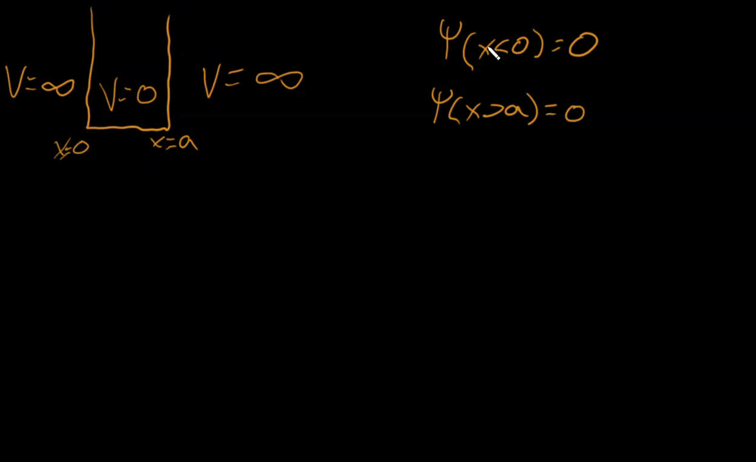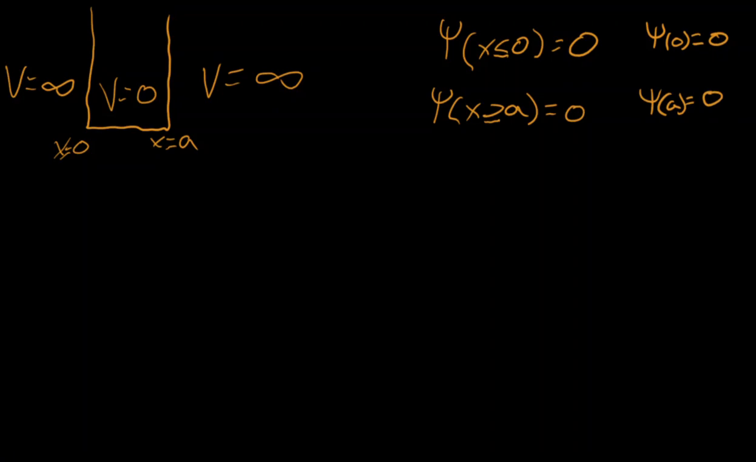So this is a condition where x is less than or equal to 0, and where x is greater than or equal to a. We could also write this as: this implies that psi of 0 equals 0, and psi of a equals 0. This will be important, and you'll see where we use this and what very interesting result those conditions give us.